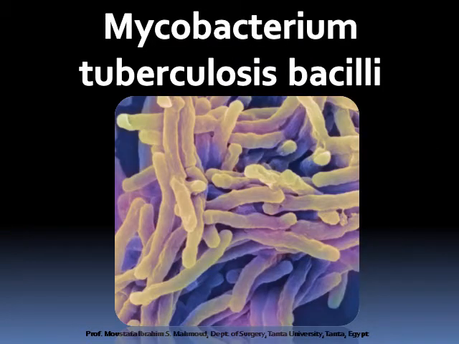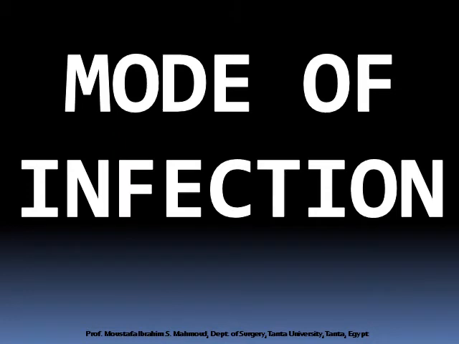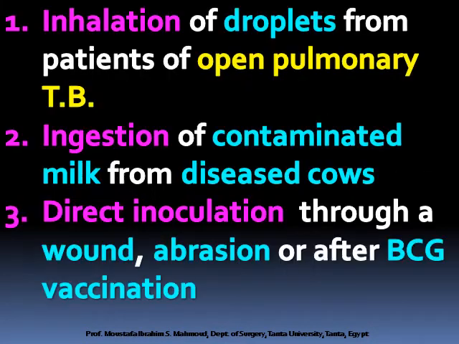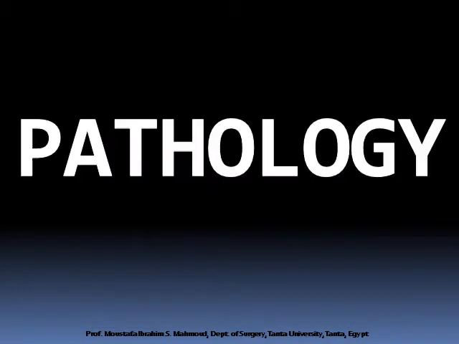Mycobacterium tuberculosis bacilli. Mode of infection: inhalation of droplets from patients of open pulmonary TB, ingestion of contaminated milk from diseased cows, direct inoculation through a wound, an abrasion, or a BCG vaccination.